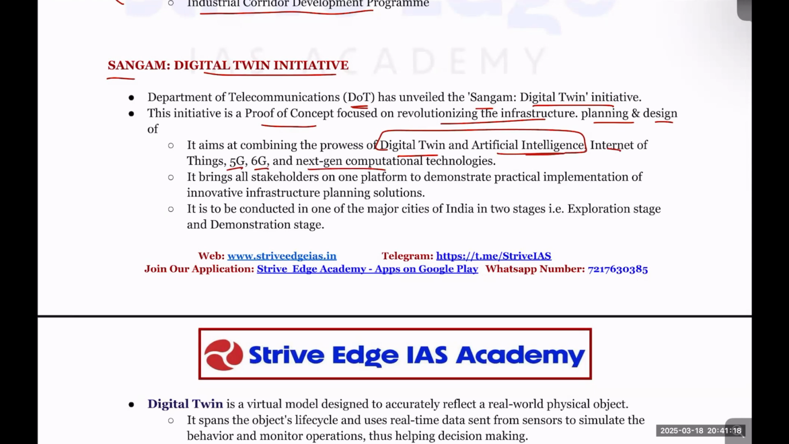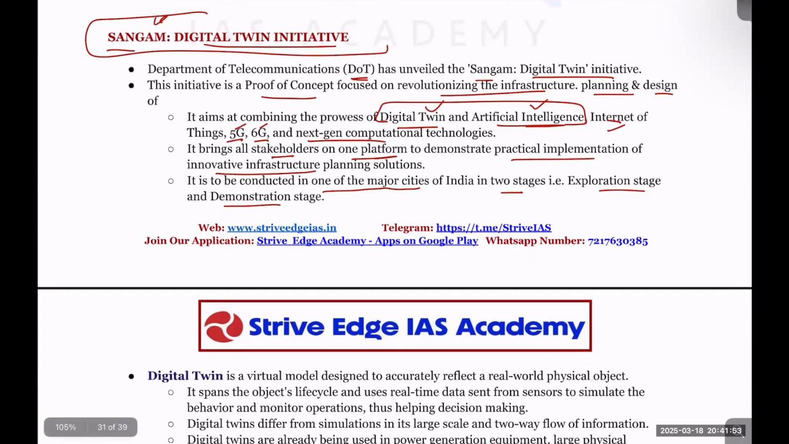So, what actually is happening? The digital twin, as well as artificial intelligence, Internet of Things, 5G, 6G, all those technological spaces have been given a single umbrella organization, that is Sangam. Okay, it brings all stakeholders onto one platform to demonstrate the practical implementation of innovative infrastructure planning solutions. It is to be conducted in one of the major cities of India in two stages, the exploration stage and the demonstration stage. So the Sangam Digital Twin initiative is a platform for all those technological spaces where some of the innovations are going to take place in India.